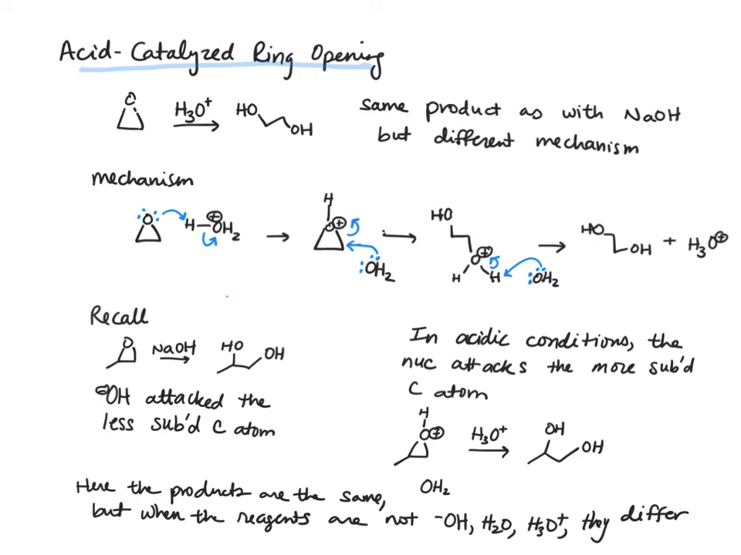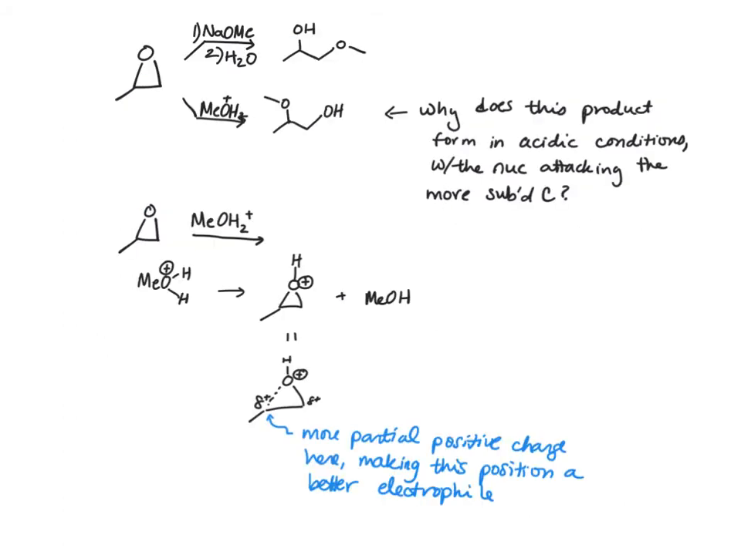So let me highlight which atom is attacked in each case. On the left, we've got the less substituted carbon atom being attacked, and on the right, we've got the more substituted carbon atom being attacked. Now, when we're treating with sodium hydroxide or hydronium, I can't prove this to you. We have to use a different nucleophile in order to demonstrate that this happens. So let's use methoxide and protonated methanol to look at this difference.